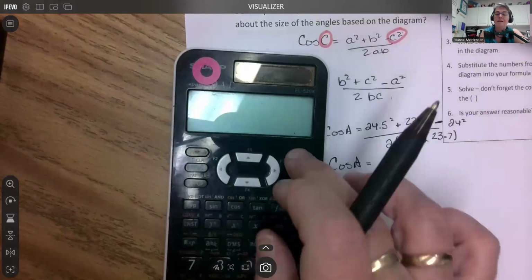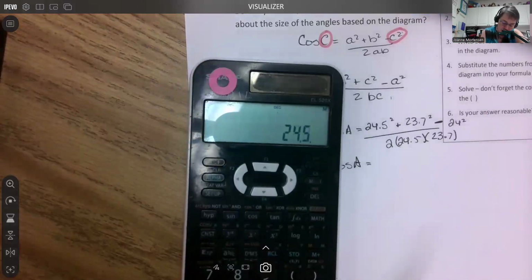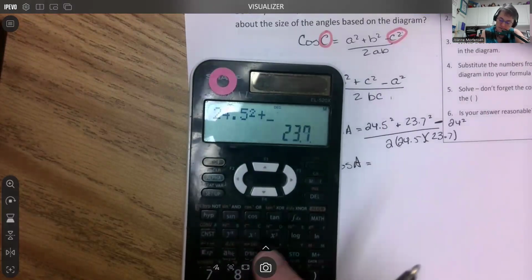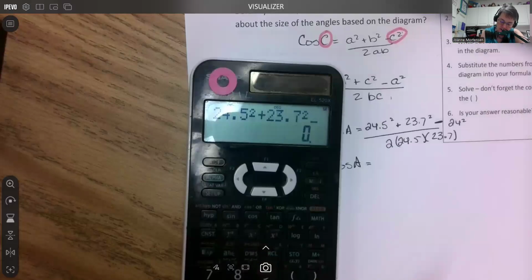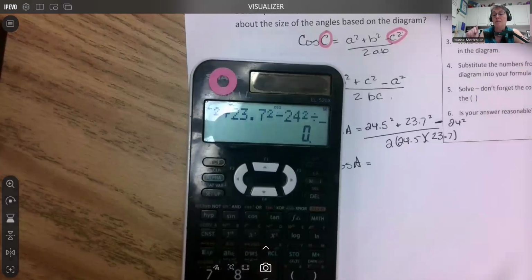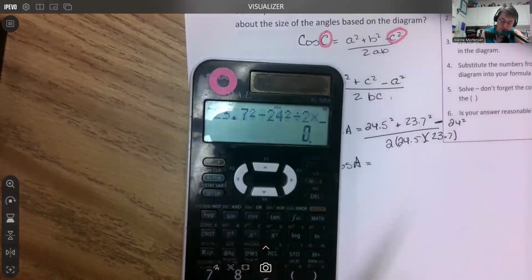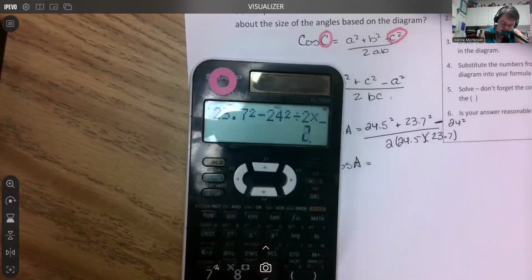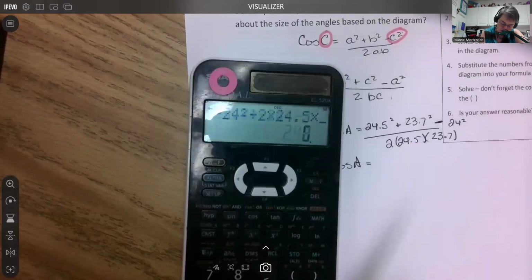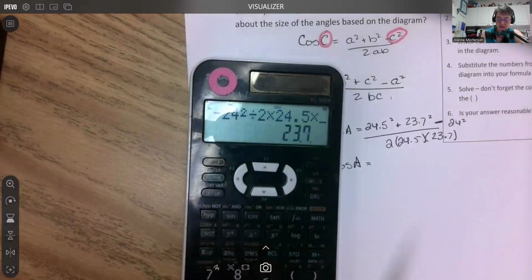Step one, turn on your calculator. 24.5 squared plus 23.7 squared minus 24 squared divided by. See, my point here is I'm not 100% sure if I need any brackets at this point, but I'm just going to go 2 times 24.5 times 23.7. And here we go.